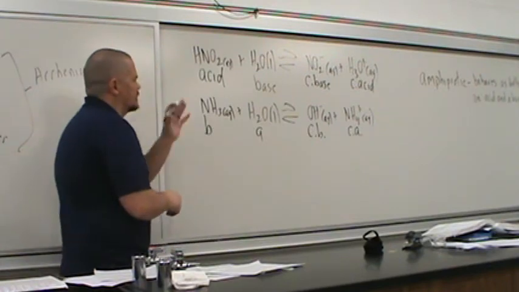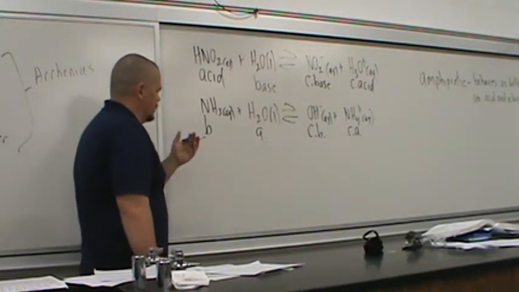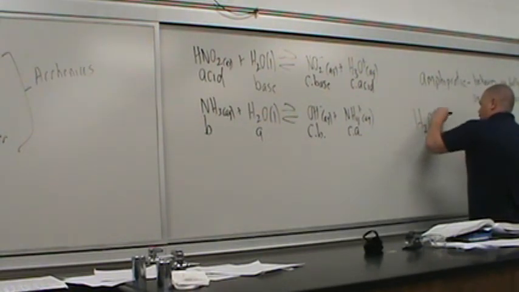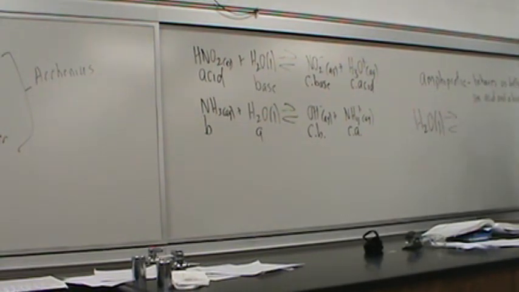Alright, so going along with how water is amphiprotic. Well, if we were to break up water, we would get hydrogen ions and hydroxide ions. Okay, so we said hydrogen ions give us acids, right? Hydroxide ions give us base. That's why it's going to be amphiprotic.